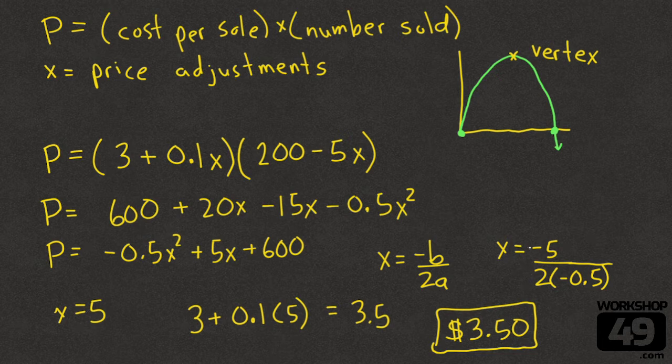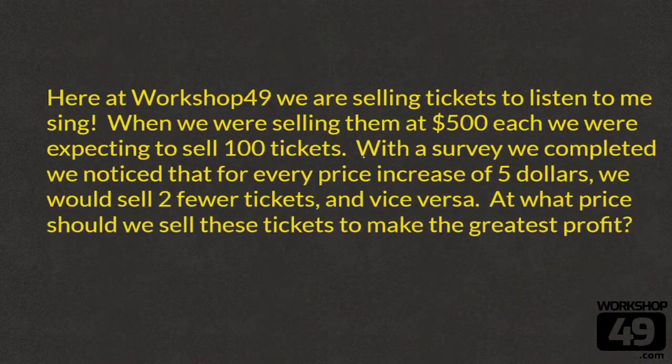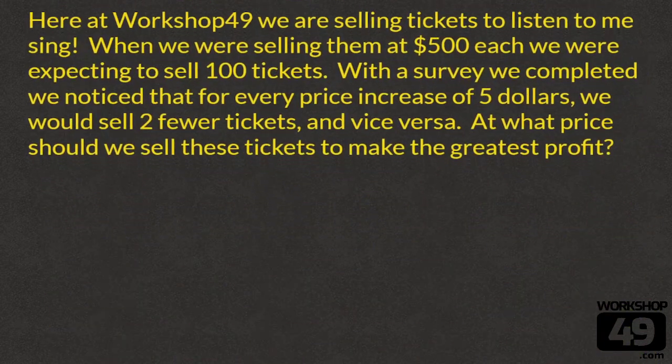I'm going to do another example here, and hopefully if you are following along, this one should be even a little bit easier. So let's scroll down, and I've made a new one that's pretty similar, but we're going to start off by highlighting key information. We're not selling cupcakes this time, we're selling something that I can't imagine that I would ever sell. Here at Workshop 49, we are selling tickets to listen to me sing. No one's going to buy these, but we're going to try and sell them anyway.